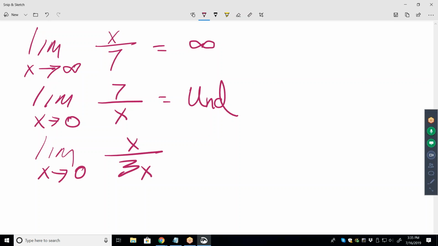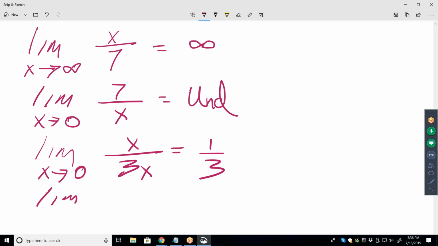So that's going to be, is this one going to function differently because it's always going to be the same ratio? Factor out that x. Get rid of that x. Okay. What's x divided by x? That's 1. Okay, so what's this limit? Oh, 1/3. 1/3? Okay.